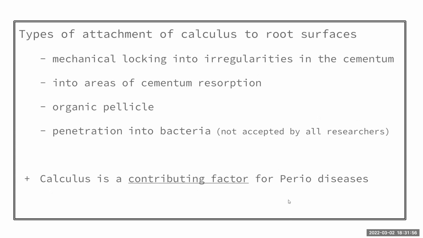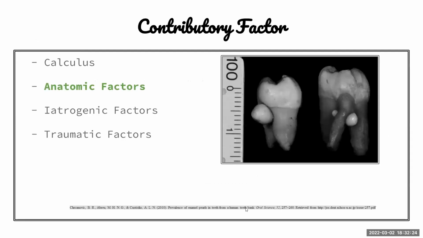Different types of attachment into the root surfaces. You've got mechanical locking into areas of cementum resorption, or areas that we have removed with our scalers and curettes. It can attach to the organic pellicle, and there is penetration into the bacteria that is still being researched. That's not a common conception. But calculus is, again, a contributory factor because you've only got one primary factor. Now, that was calculus.